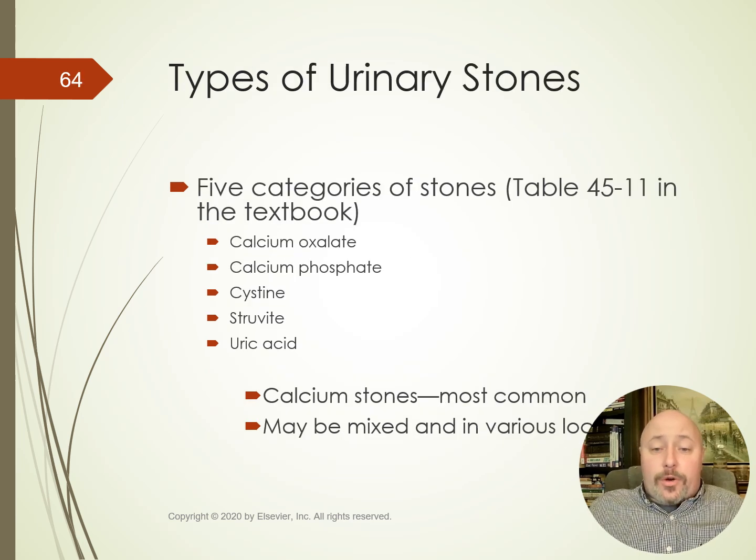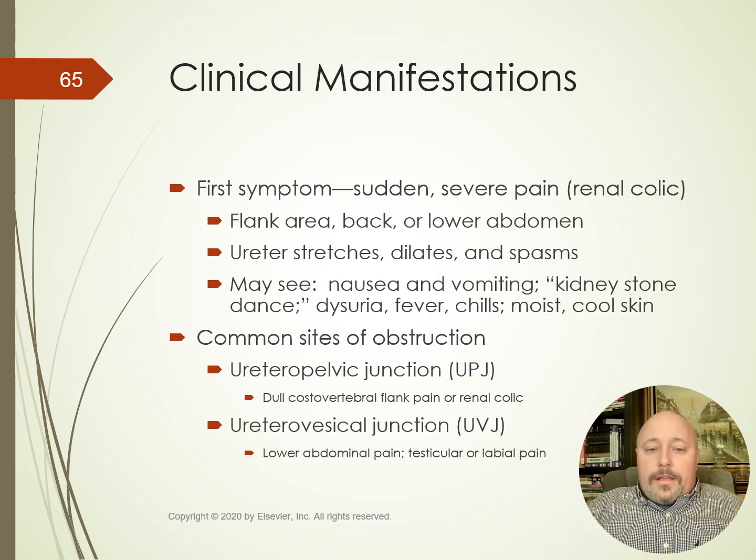There are 5 categories of stones: calcium oxalate, calcium phosphate, cysteine, struvite, or uric acid. Calcium stones are the most common, though they may be mixed within various locations. The first symptom is going to be a sudden severe pain, a renal colic. These occur in the flank area, back, or lower abdomen. As the ureter stretches, dilates, and spasms, pain occurs. You may also see nausea and vomiting, as in the kidney stone dance, dysuria, fever, chills, moist and cool skin. Common sites of obstruction are the ureteropelvic junction or the ureterovesical junction.